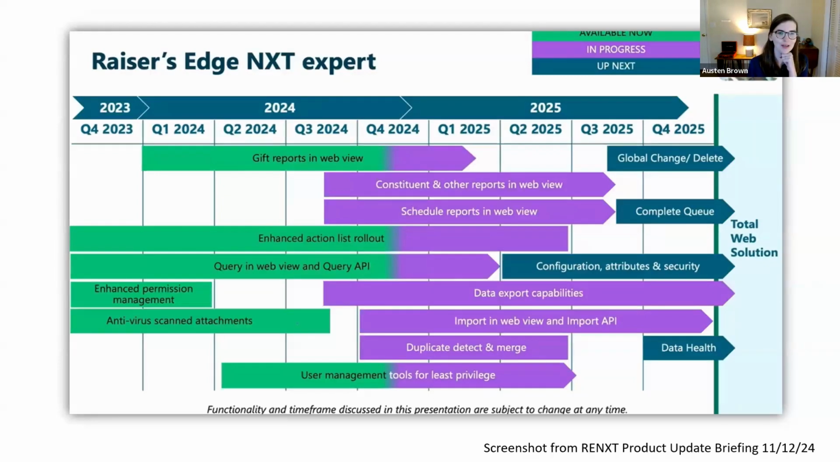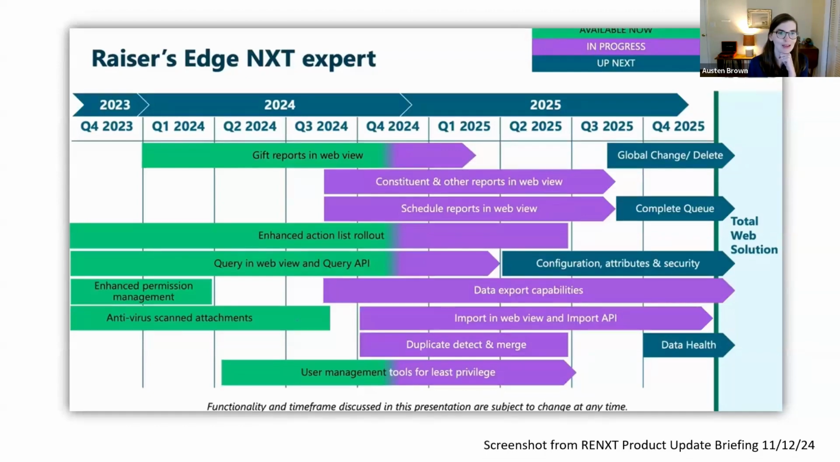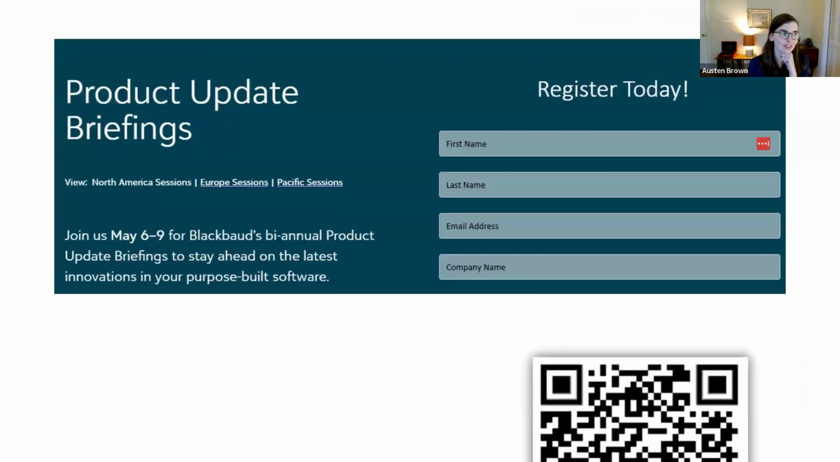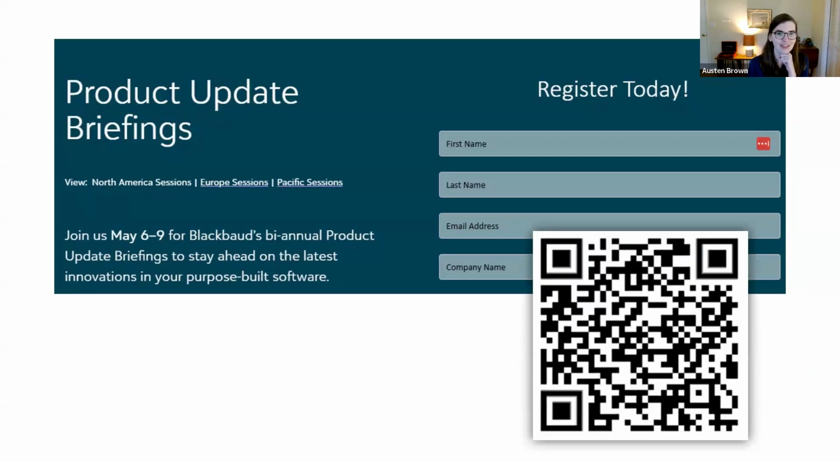So there is an upcoming product update briefing in May. Highly recommend that you go and attend that. It will be 90 minutes, jam-packed information. Don't try to work on other things while listening to this. Just pay full attention, take lots of screenshots. You'll want them later. So product update briefings are straight from the source. They've got Blackbaud. Usually it's the best and brightest at Blackbaud there.